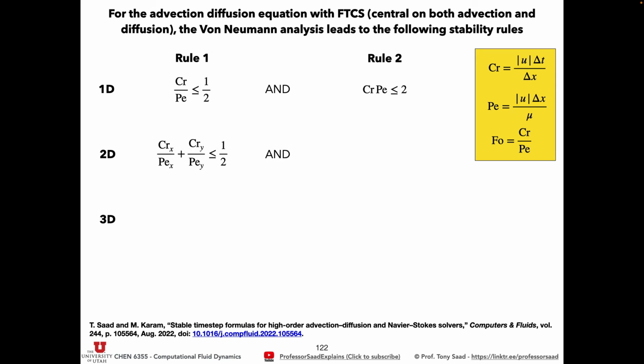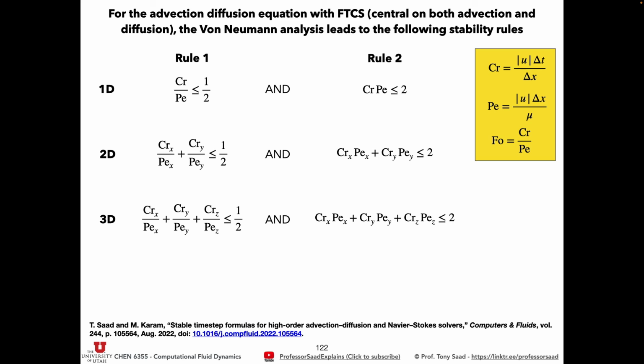Now it's interesting when you go to 2 dimensions, it becomes a summation. You have to do the Courant in the x direction over Peclet in x, plus Courant in y over Peclet in y, less than 2. And then Courant x times Peclet x plus Courant y times Peclet y less than 2. And finally, in 3D, the same procedure applies.